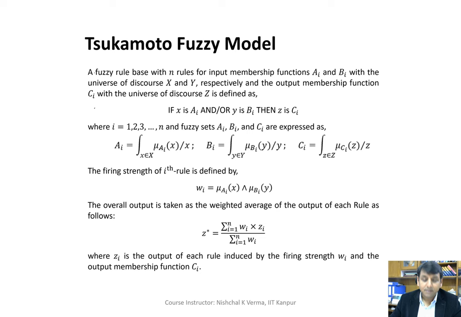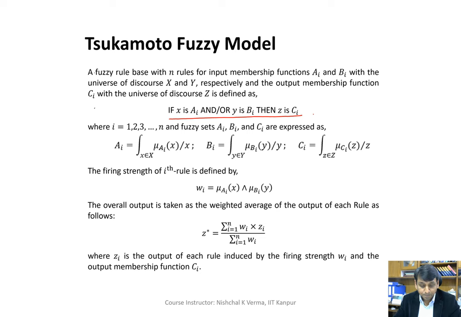So let us understand the Tsukamoto fuzzy model. Here we have a rule as we have taken in the case of the Mamdani fuzzy model and the Larsen fuzzy model. The same rule is being taken, so this doesn't need any explanation. This rule has the premise part where we have two antecedents connected by AND or OR connective, and then the consequent part, which is Z is Ci, where i signifies the ith fuzzy rule.